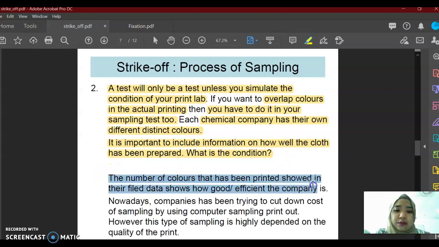The number of colour that have been printed show in there. So lagi banyak colour a certain company printed out, so lagi it shows how efficient the company is. That means diorang dah ready nak prepare so many different colours. Okay, nowadays companies have been trying to cut down costs.